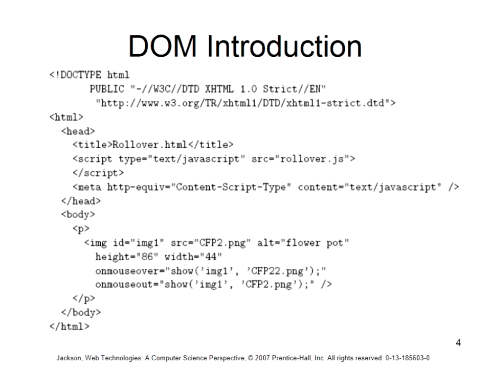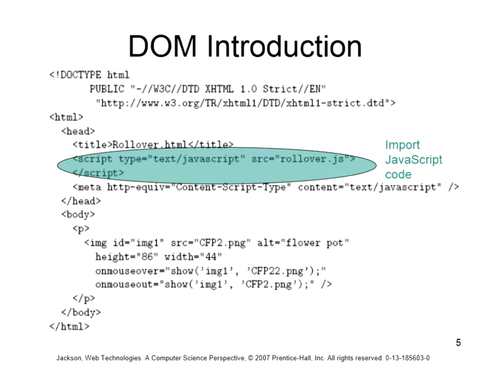So this is the code of the rollover example. In this code, we use a JavaScript file. So what is the name of this JavaScript file? Yes, very good. This is the name of the JavaScript file: rollover.js. So here we use script type equal text/javascript src equal rollover.js. That means the JavaScript code will be created in an external JavaScript file, and the name of this JavaScript file is rollover.js. Is it clear?